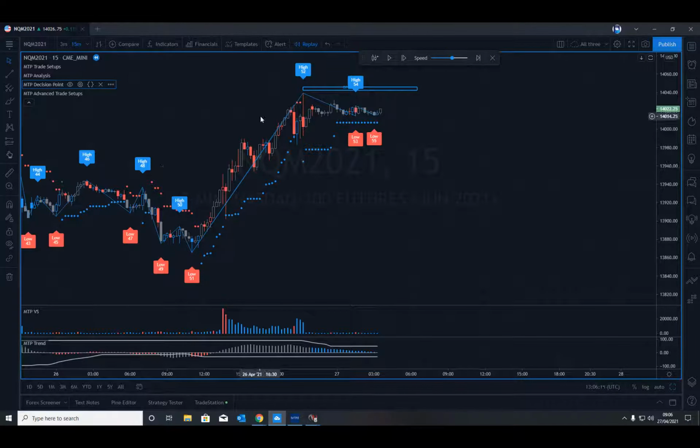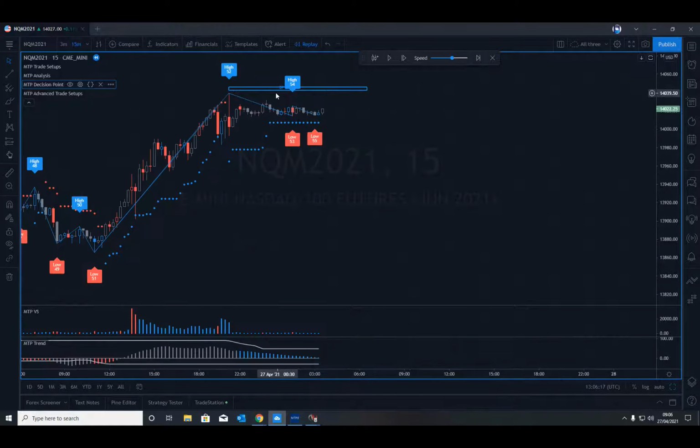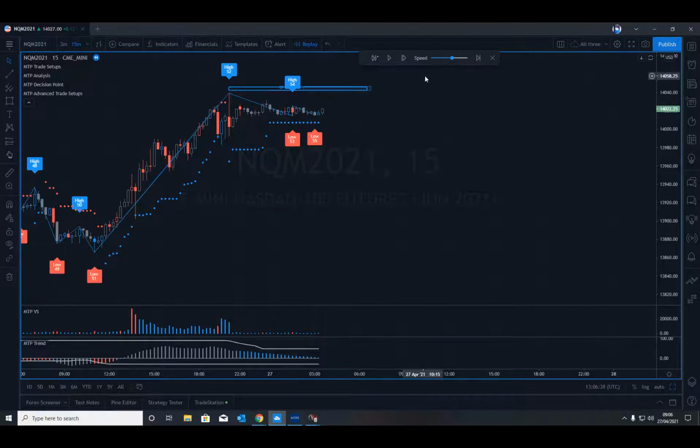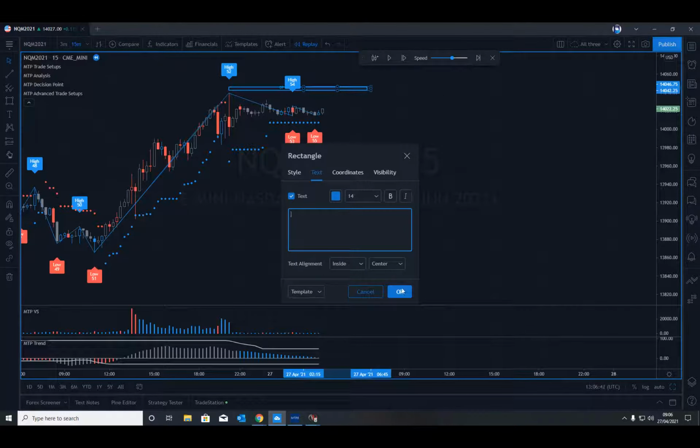What I tend to do now is put a rectangle around the DP, because if you change time frame, you don't want it to recalculate when you change time frame. So I go to drawing, I get a rectangle. I tend to just place that round the level there. I then tend to lock it like that. Sometimes you can put some text in there if you want to, up to you.